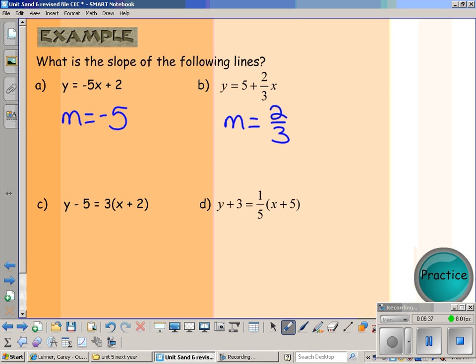In example C, this time we were given the other form where there were brackets. But remember, the m was the value that was multiplied to the bracket that contained the x. So in this case, m is 3, because the 3 is being multiplied to the bracket where the x is located. And in D, same thing. M is 1/5, because that is the value that is being multiplied to the bracket that contains the x.